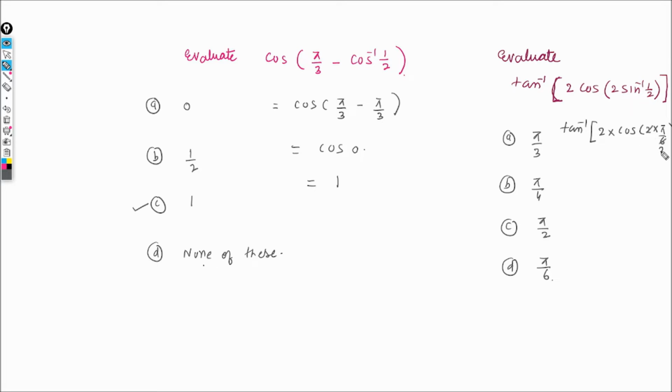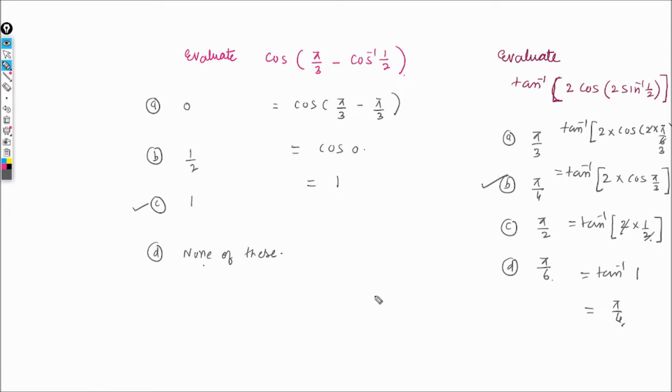So 2 ones are 2, 2 threes are 6. So this is equal to tan inverse of 2 into cos of pi by 3. Cos of pi by 3 means 1 by 2. This will get cancelled. So tan inverse of 1. So tan inverse of 1 means pi by 4.